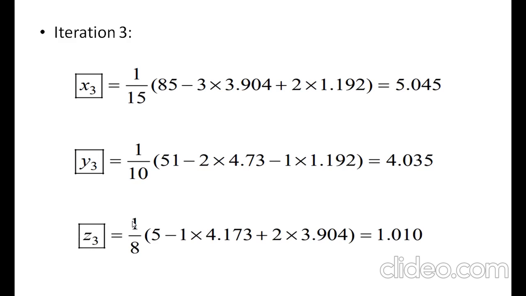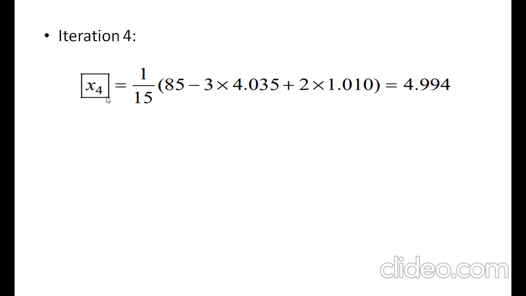The z3 value is 1 upon 8 in bracket 5 minus 1 into 4.73 plus 2 into 3.904, which is equal to 1.010. Now take the respective values of iteration 3 in iteration 4. So iteration 4, x4 is equal to 1 upon 15 in bracket 85 minus 3 into 4.035 plus 2 into 1.010, which is equivalent to x4 is equal to 4.994.